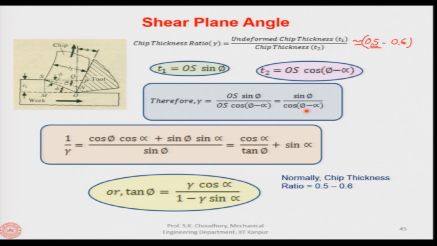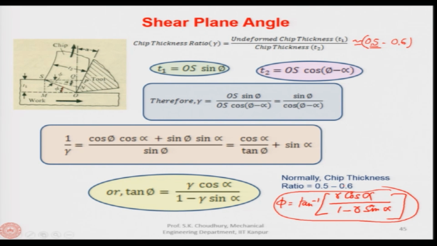OS is cancelling, sin phi by cos(phi minus alpha) is remaining, and then we can find out that 1 by the chip thickness ratio, if you invert it, gives tan phi equal to the chip thickness ratio times cos alpha divided by 1 minus the chip thickness ratio times sin alpha. So, analytically we can find out the value of phi, which is the tan inverse of this. The chip thickness ratio we know, cos alpha we know because this is the tool that we are using, 1 minus chip thickness ratio we know, and this is sin alpha. So, this is the way we can analytically find out the value of phi rather than measuring it, because measuring will not be very accurate.